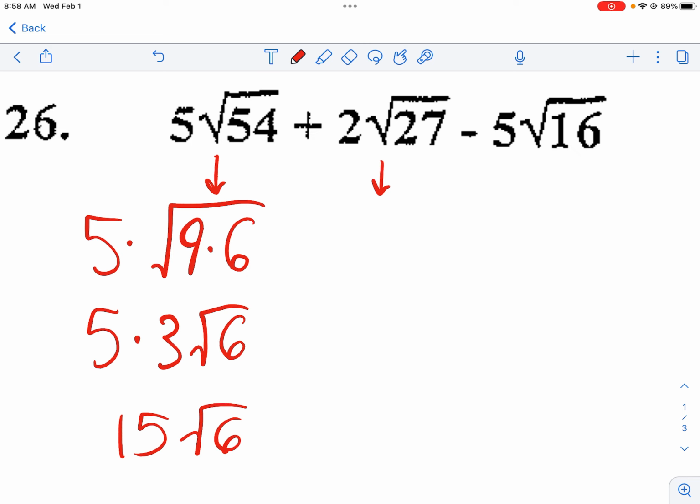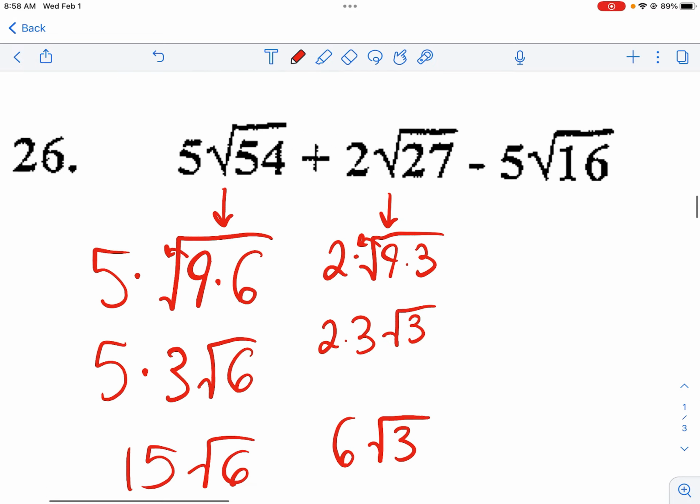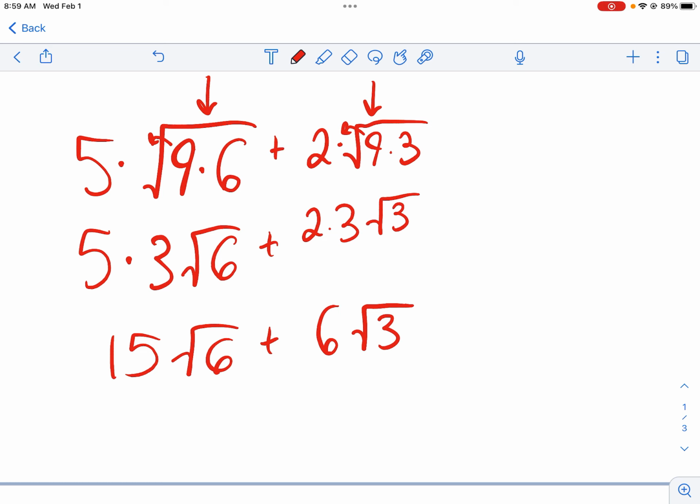Let's rewrite this one. 2 times square root 27. What are my factors of 27? I've got 9 and 3. That becomes 2 times 3 square root 3. When I take the square root of the 9, just like I took the square root of 9 over here to get 3. And that gives me 6 square root 3. And that's being added. Again, don't forget your plus signs in each of these steps.